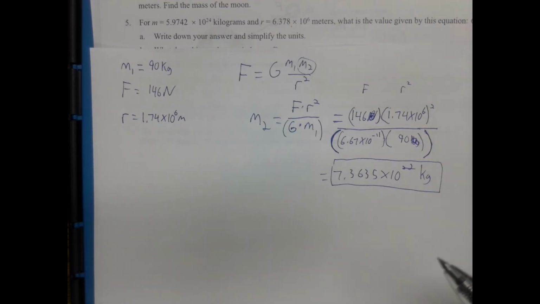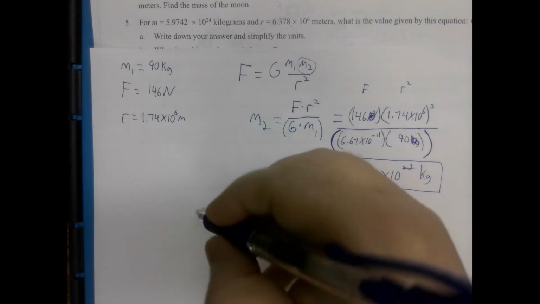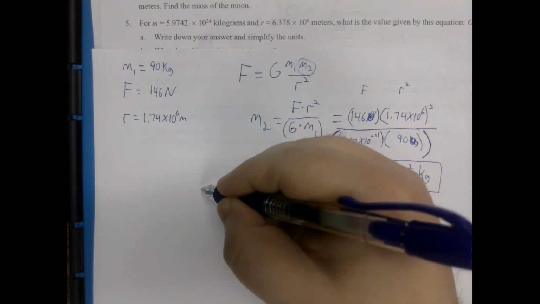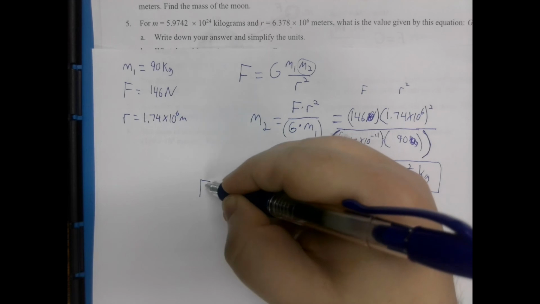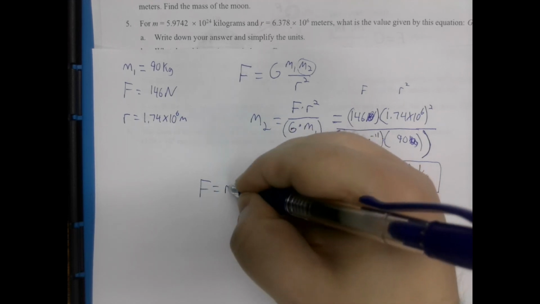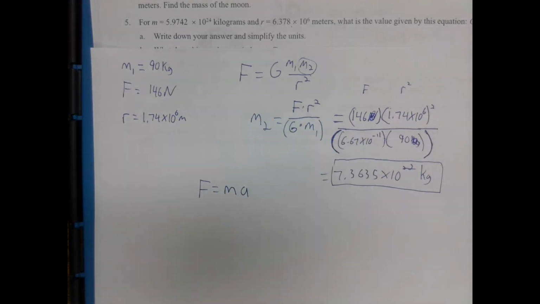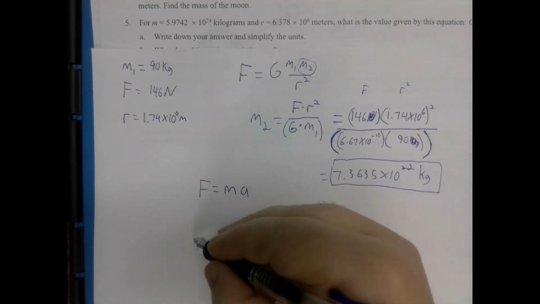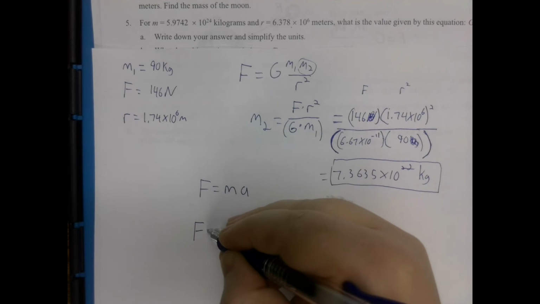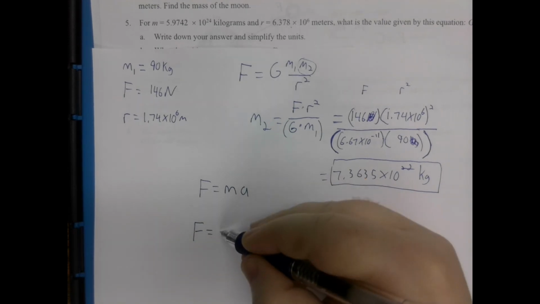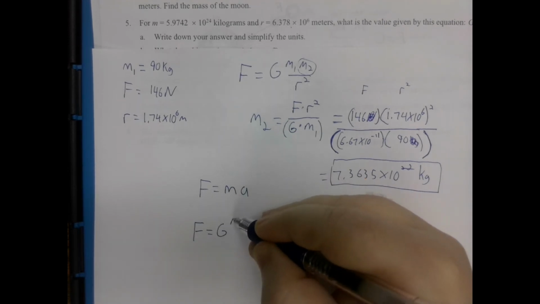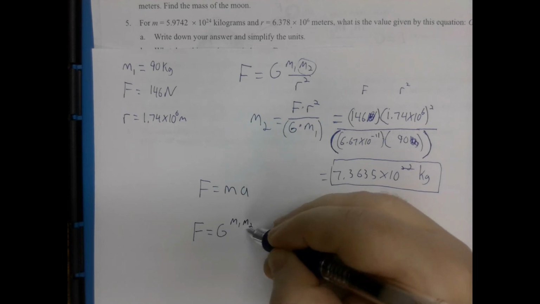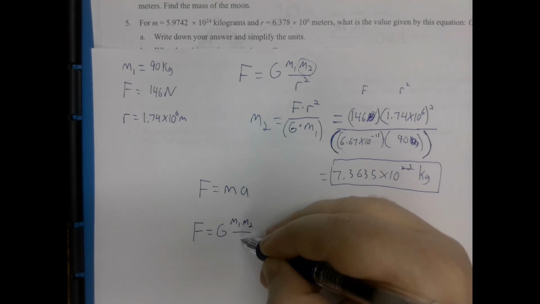So what is the original equation for force? F equals ma. This is our main equation for force. I just gave you another equation: F equals G m1 m2 divided by r squared.